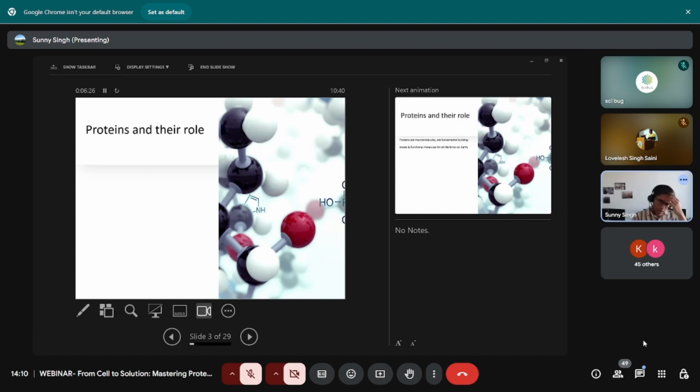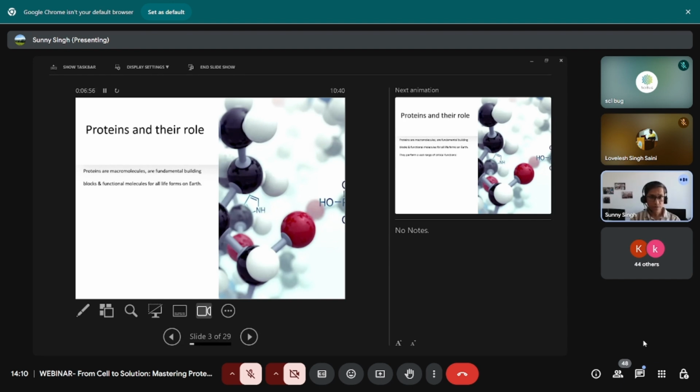So let's talk about proteins and their role. As you know from your textbooks and all these years of studying, proteins are also macromolecules like carbohydrates and fats. But proteins are all the more essential because they are fundamental building blocks, and they are functional molecules for all life forms on our planet Earth. So it is absolutely important.